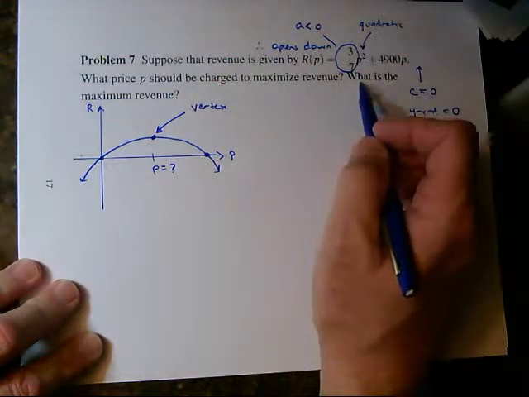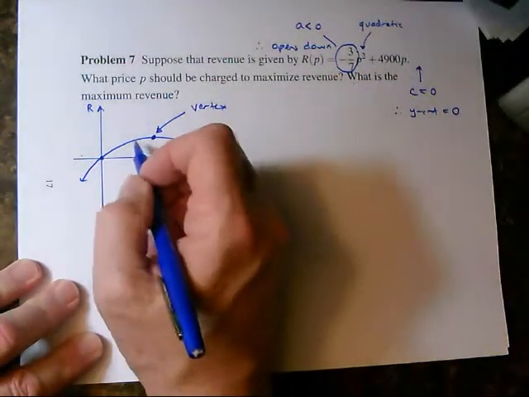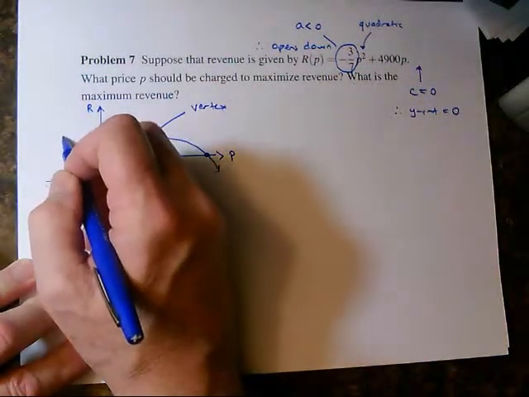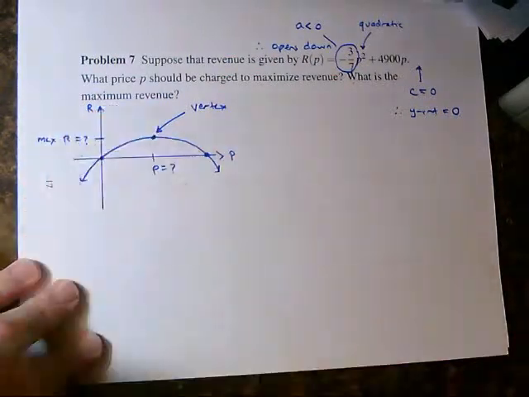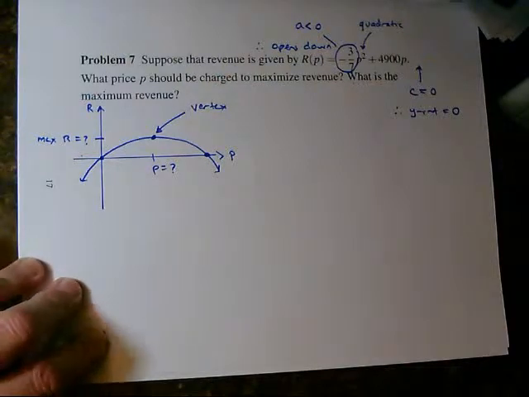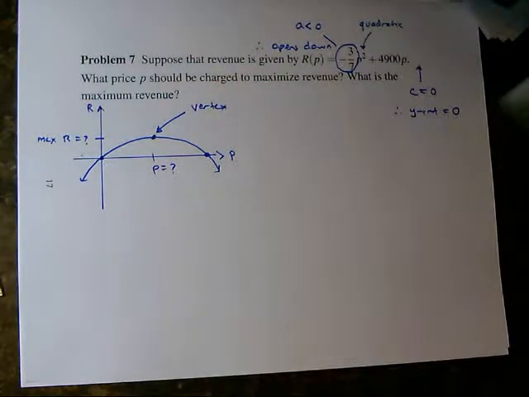And the second question is, what is the maximum revenue? What is the r at the top there? So, now there are two ways to go about this problem. I'm going to work it both ways.